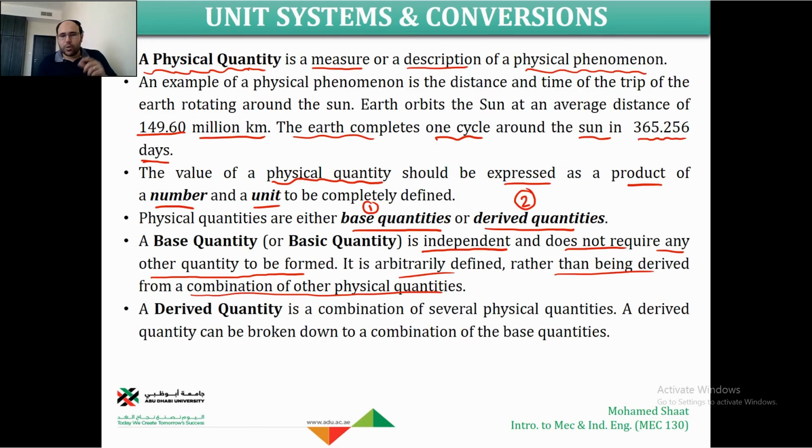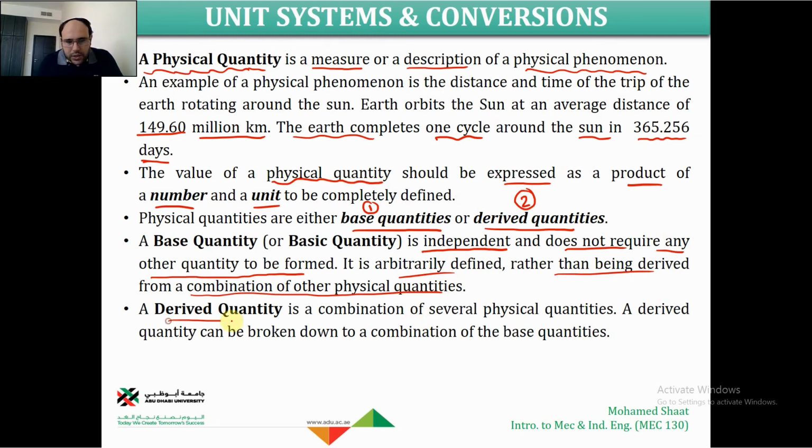So the basic quantity, or base quantity, is independent and does not depend on or require any other quantity to be formed. It cannot be formed. It is arbitrarily defined rather than being derived. We cannot derive them. We have to give a value for the length, for the time, for the mass. There is no certain equation that describes them from a combination of other physical quantities.